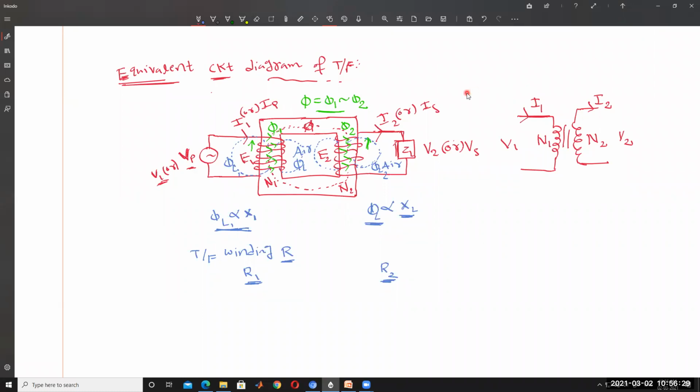And the leakage on the secondary side, phi L2, corresponds to X2. So it is represented as j into X1, j into X1.